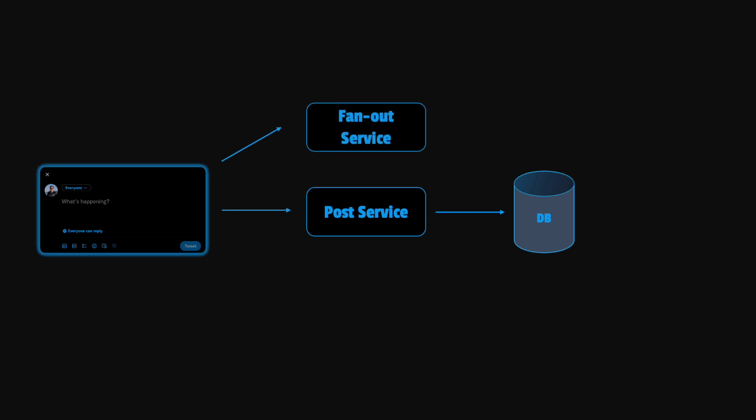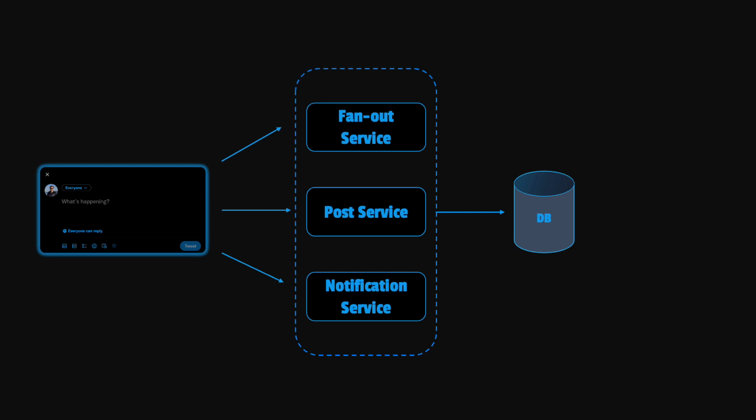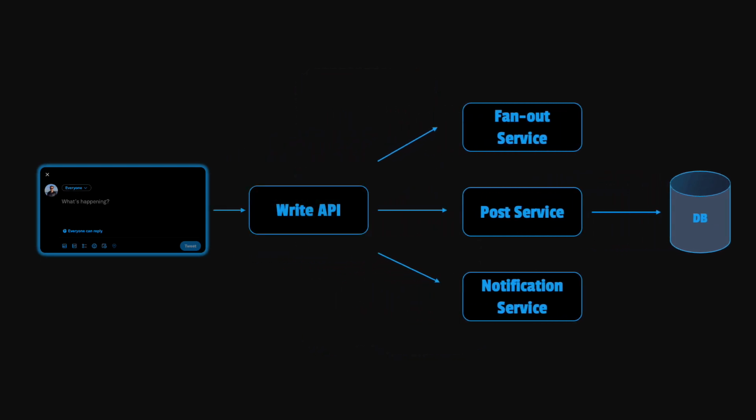Then, it would make sense to have a notification service that would inform users that someone they like has published new content. Since we want to make sure that all three services are involved when posting a tweet, we'll need to have a manager service. As this is related to writing tweets, we'll call it Write API.